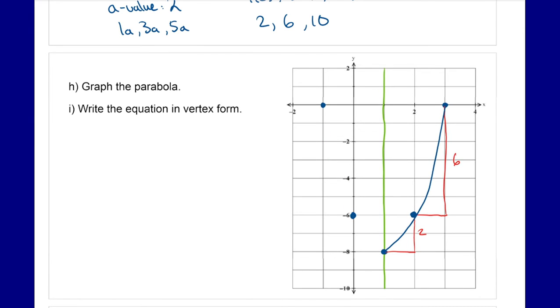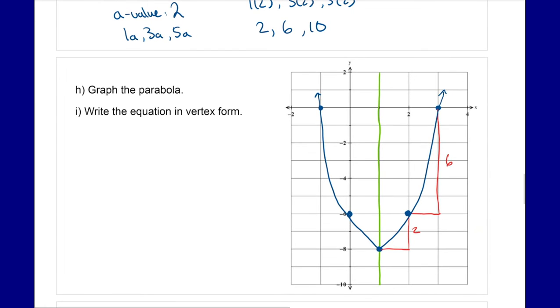And again, I wouldn't expect the same from you, as long as you can roughly sketch it and get the general shape. Obviously, it extends beyond those x-intercepts, so we can put some arrows on the end. So I have my parabola now.